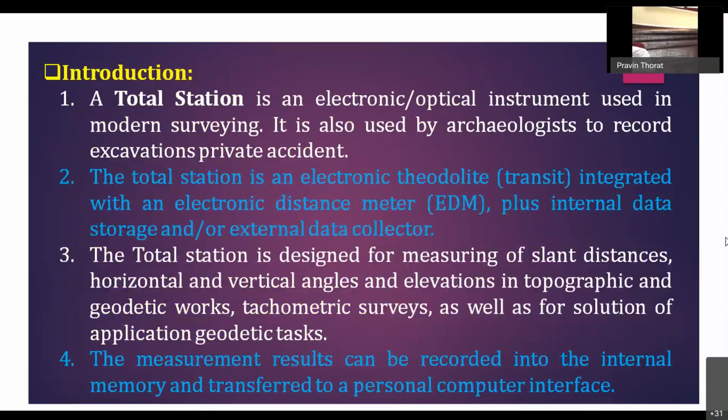So in the introduction, we all know that the total station is an electronic or optical instrument used in modern surveying. The total station is designed for measuring slant, that is sloping distances, horizontal and vertical angles, and elevation in topographic and geodetic works, tachymetric survey, as well as for solution of application of geodetic tasks. The measurement results can be recorded in the internal memory and transferred to a personal computer by interface. This is the process to take out the readings and transfer them to the computer systems.